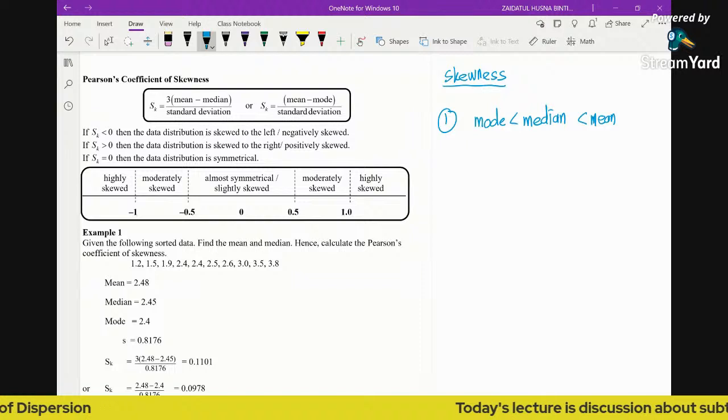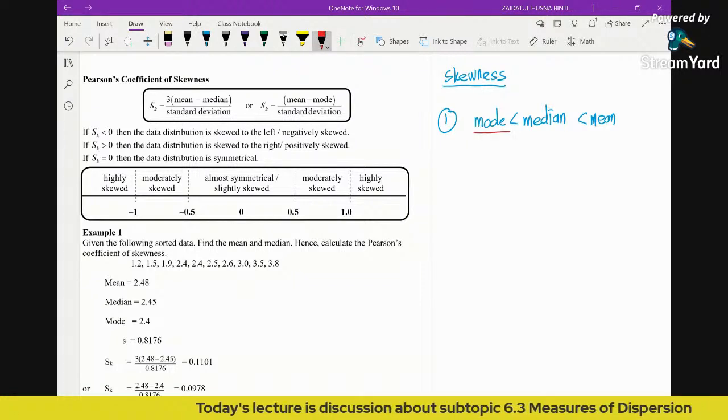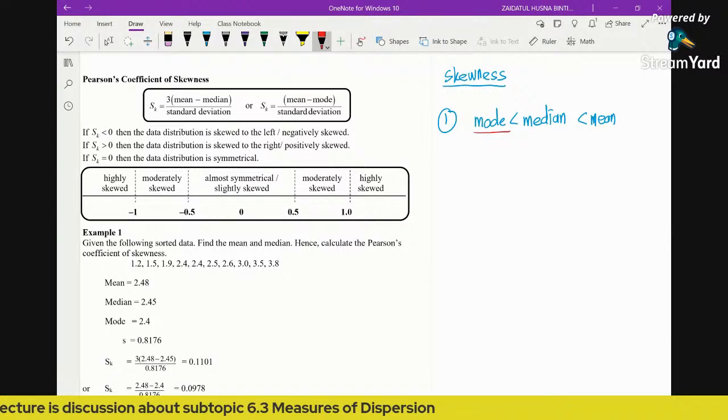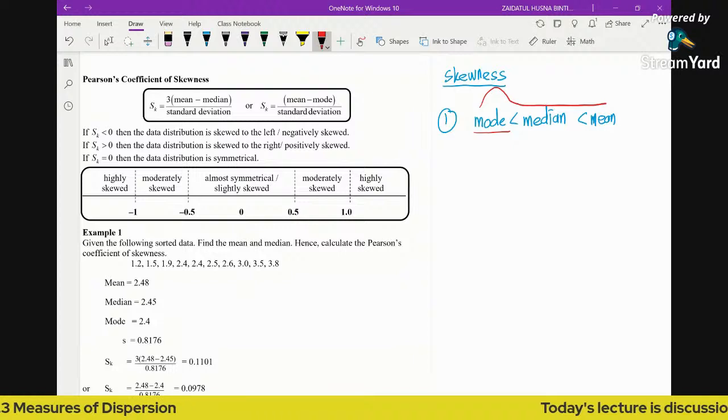how do we identify the skewness? Always find where the mode is, because we know mode is the measure with the highest frequency. So the highest peak will be at mode, then going to the right, which means it's skewed to the right.